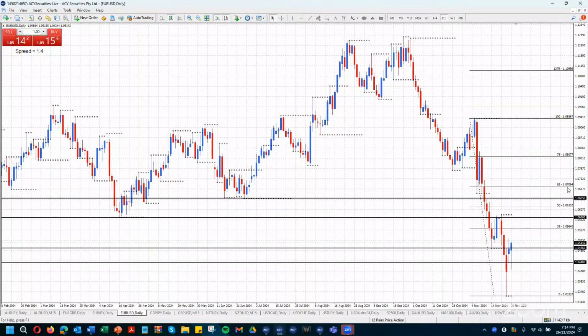62% at 107.06. I think if we're moving up, we're going to see probably at least a move to here, because that's the normal rally to the 62% or 79%. So if we see a change in trend on the daily, which we may well see, then I would anticipate we're going to be moving up that way.